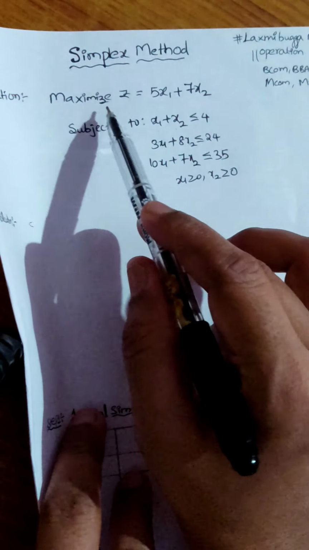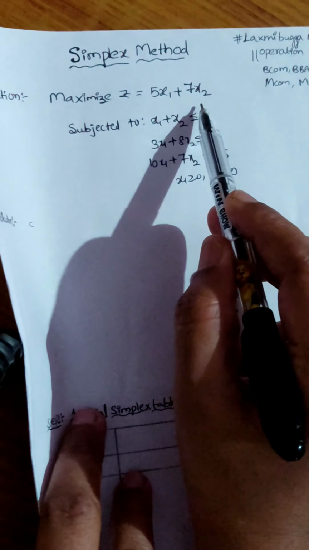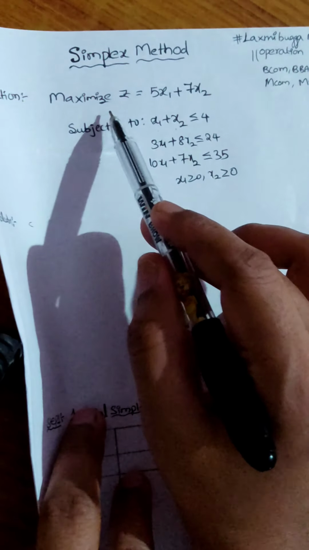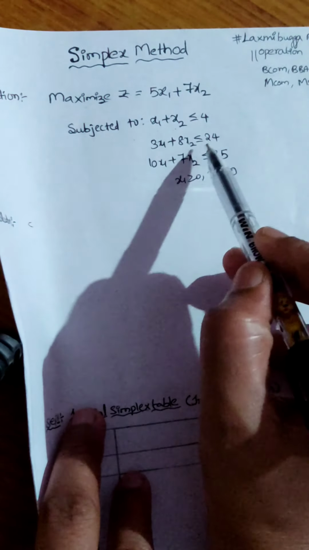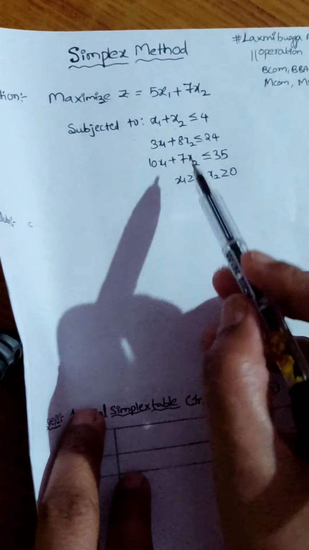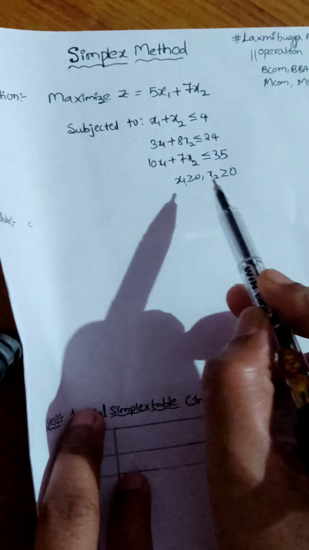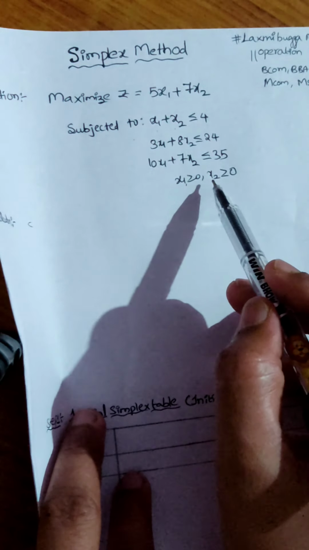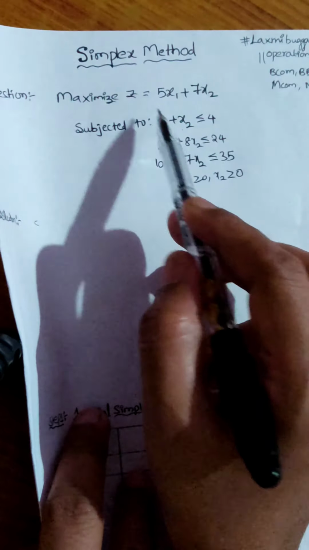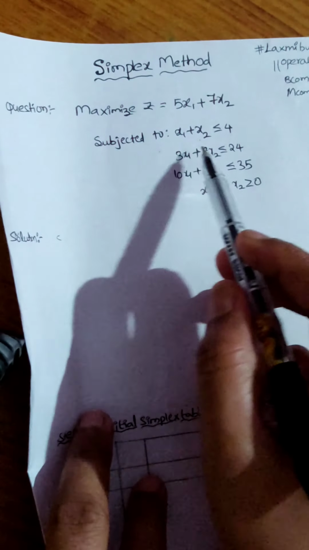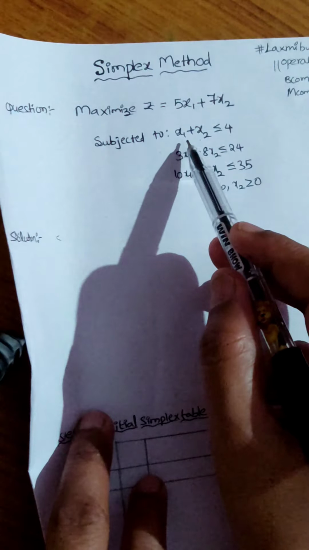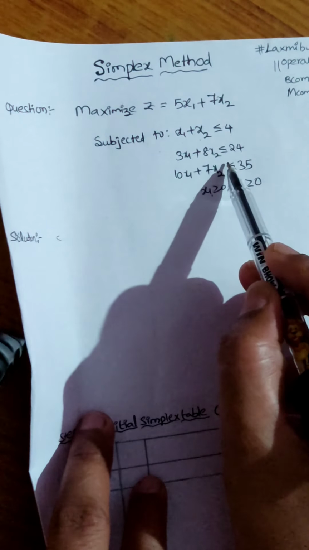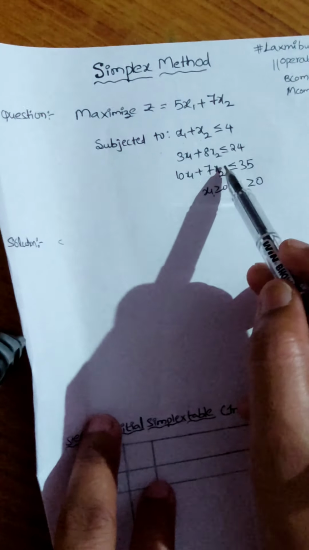So this is a maximization type question. The given objective function, which is maximization type, and subject to these three inequalities are called constraints. x1 greater than or equal to 0, x2 greater than or equal to 0 are called non-negative restrictions. Okay, for solving this problem in the simplex method, first let me see the constraints which are less than or equal to type. In this question all the constraints are given as less than or equal to type.